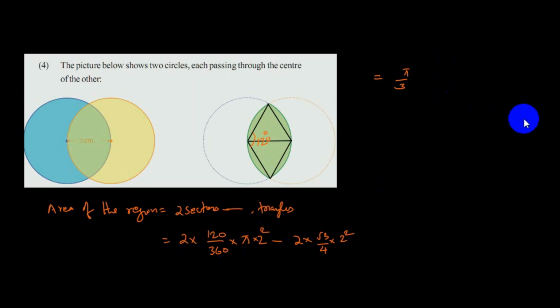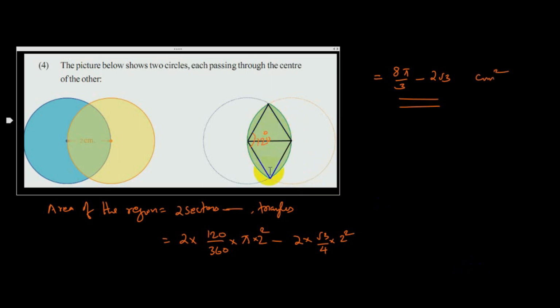8 pi by 3. 2 square and this 2 altogether it is 8 pi by 3 minus the area of these two triangles together, which will be this 4 and 2 square will get cancelled. Therefore 2 √3. 2 root 3. Whatever be its decimal, let us leave the answer. This will be in centimeter square, the area of this lens or this shaded region.